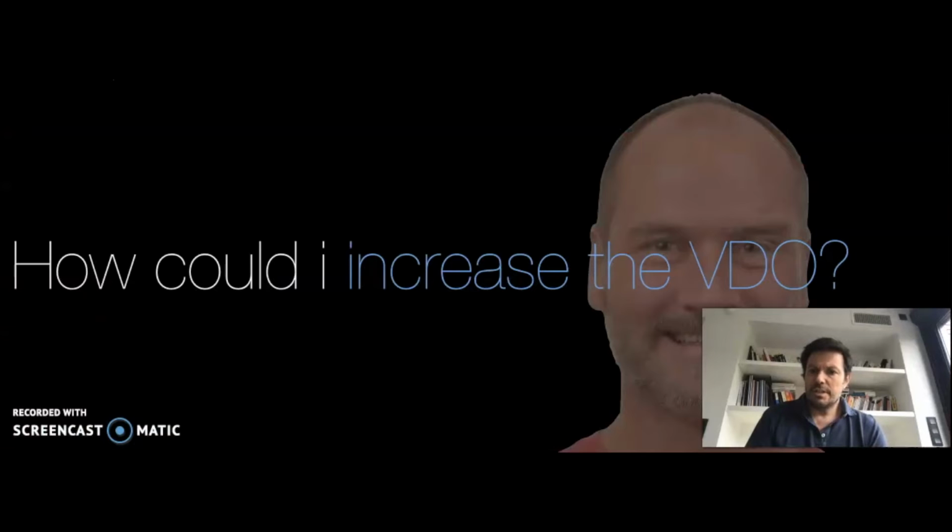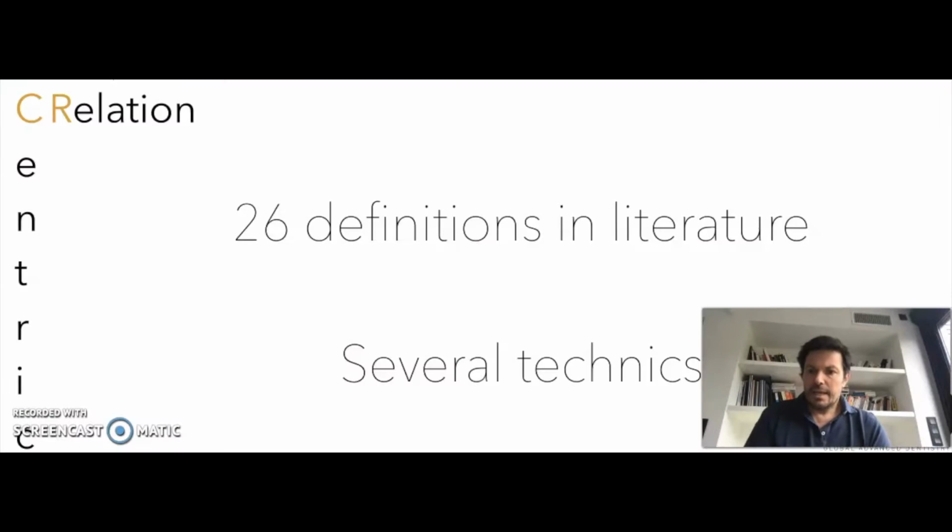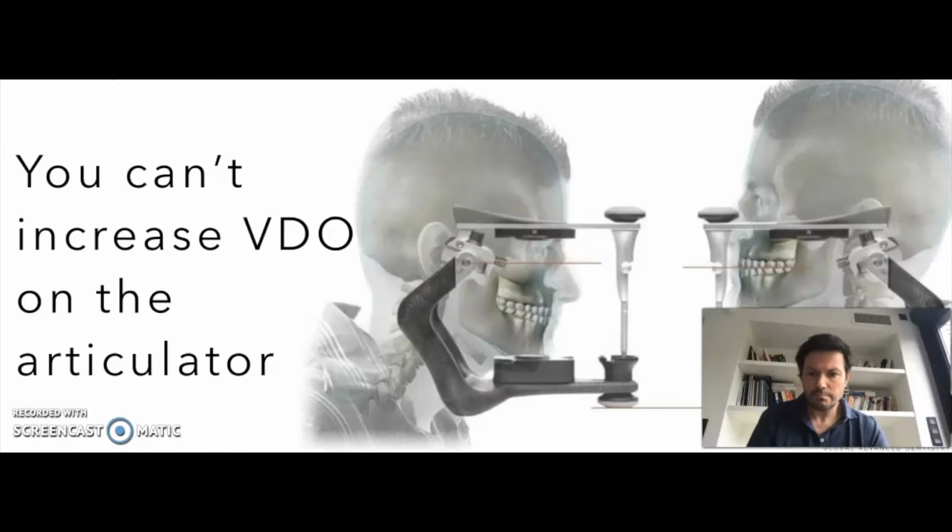The third question is, how could I increase the vertical dimension? The problem when we want to increase the vertical dimension is the proprioception. This is the main problem. In the literature, there are 26 definitions of centric relation and several techniques to record it.